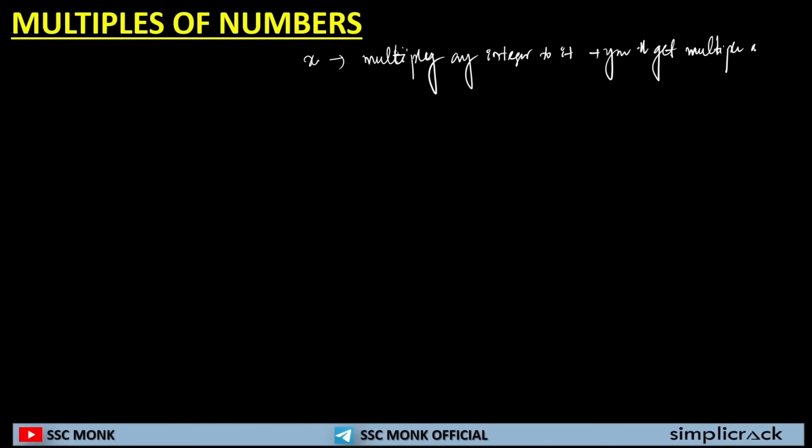Now the last part, that is multiples of a number. Multiples of a number means what? If x is a number, you multiply any integer to it, you will get a multiple of x. Let's say 2 is a number. Multiples of 2 will be 2 into 1, 2 into 2, 2 into 3, 2 into 4, 2 into 5, 2 into 6. Multiple means numbers you get from 2. Okay, so these are the multiples of 2.